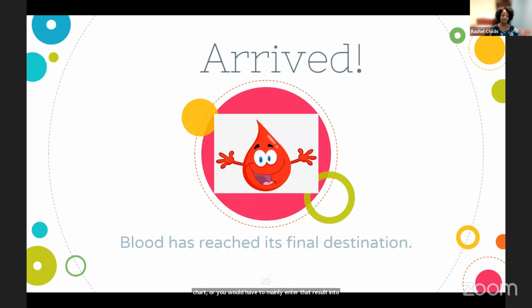Our sample from the blood being collected, getting transported to the lab, we've designated what department it needs to go to, we've performed our test, we've entered that result, or that result has been entered into the medical record of the patient's chart. We've done everything that we needed to do, and that blood has reached its final destination.